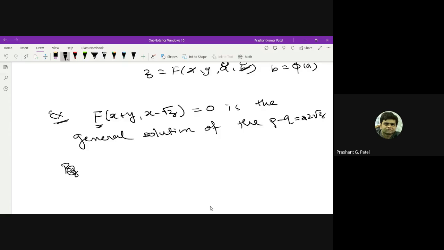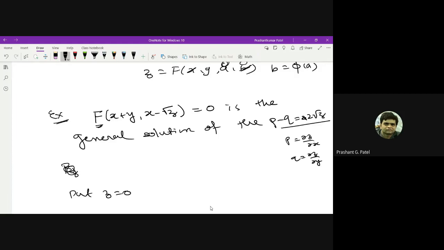But see, what is this equation? Where p is del z by del x that we know, and q is del z by del y. So if we just substitute z = 0 in this, it is automatically satisfied. So z = 0 is also a solution, and it cannot be a general solution, and it is a special integral.